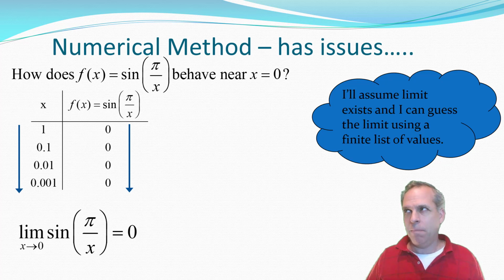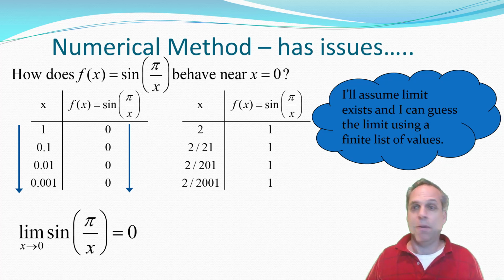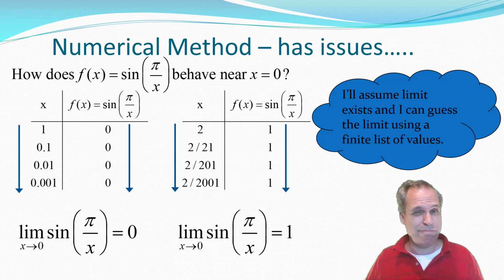But I picked a finite sequence of numbers that approaches 0. Let's just pick a different one. So here's a different sequence of x values that are approaching 0. And this time the function's always 1. So based upon this chart, I would have to say that the limit should be 1. Well, but if the limit exists as x approaches 0, you can't get close to two different numbers. So I guess this implies that the function has no limit.